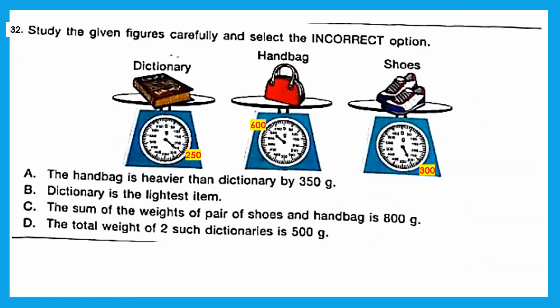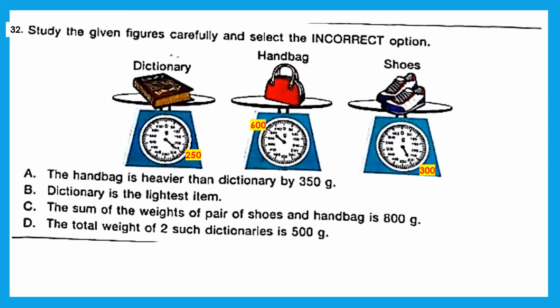Question 32. Study the given figure carefully and select the incorrect option. So there is a weighing machine, we have dictionary, handbag and shoes. The image was a little bit blurred, so I have written where the pointer is. For dictionary, it is at 250 grams. For handbag, it is at 600 grams, and for shoes, it is at 300 grams. So this is the information given in the question. Now we have to find the incorrect statement among A, B, C, D.